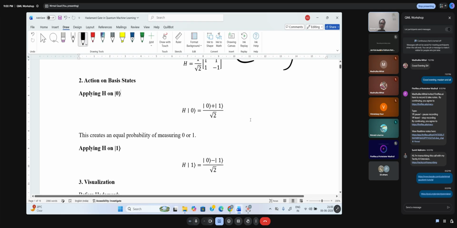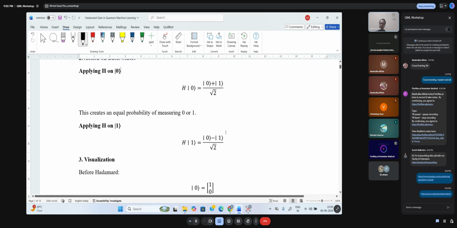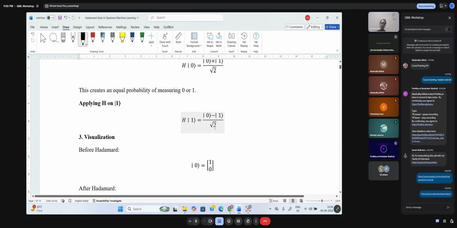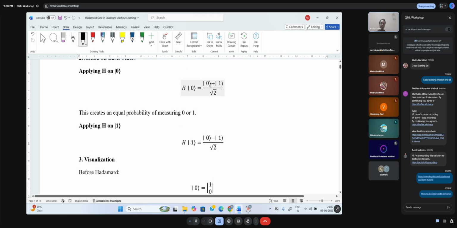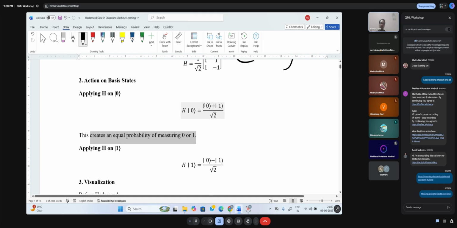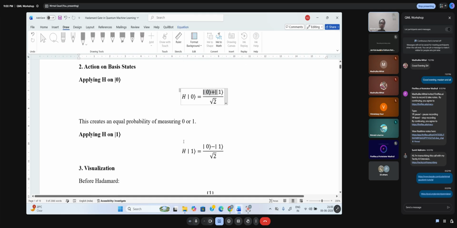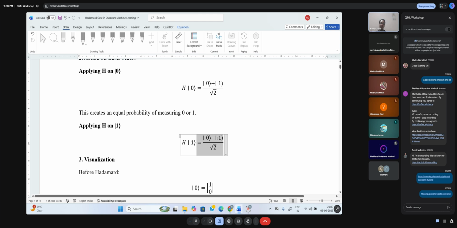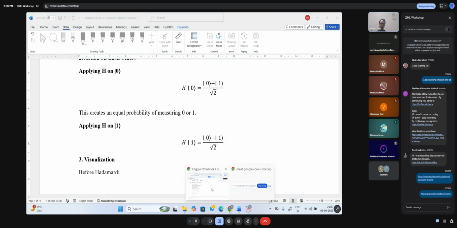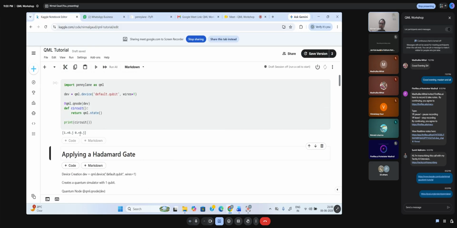Okay, so it is represented as 0 plus 1 by square root of 2. And if I apply it on 1, then it will be 0 minus 1 by square root of 2. So remember one thing: positive is for 0. That means we are creating an equal probability of measuring 0 or 1. And you can see 0 is positive, and if I apply it on 1, this is negative.